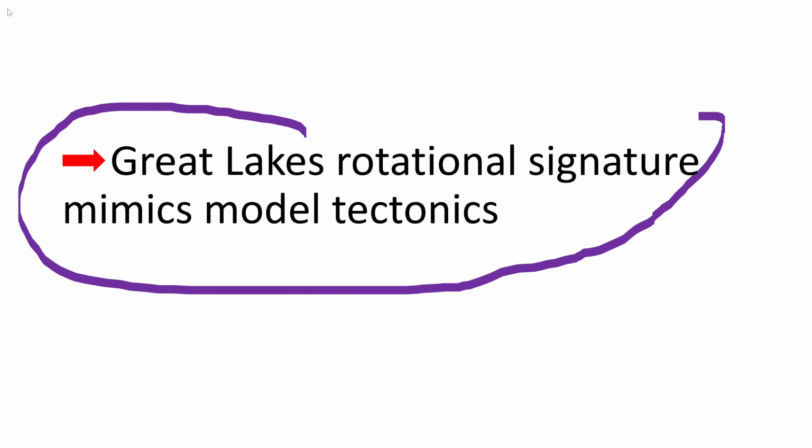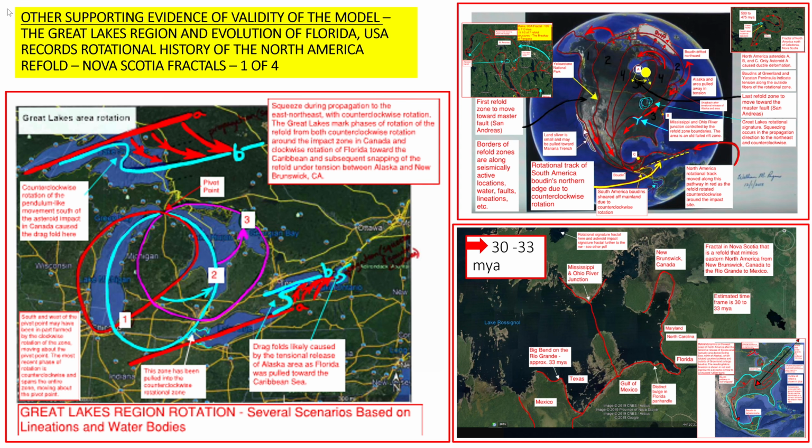Okay, the next 4 slides show the Great Lakes rotational signature mimics model tectonics. This is slide 1 of 4. The Great Lakes region and evolution of Florida, USA. So Florida is going to be like an indicator, as you'll see. It records rotational history of North America refold, Nova Scotia fractals. Basically, we're looking at the fractals in Nova Scotia.